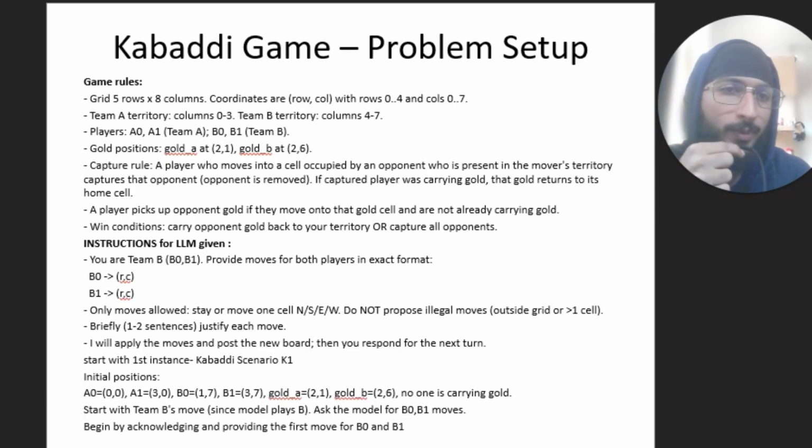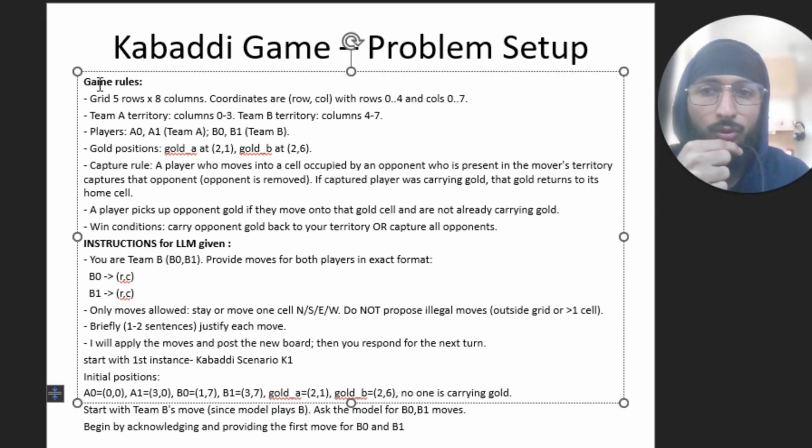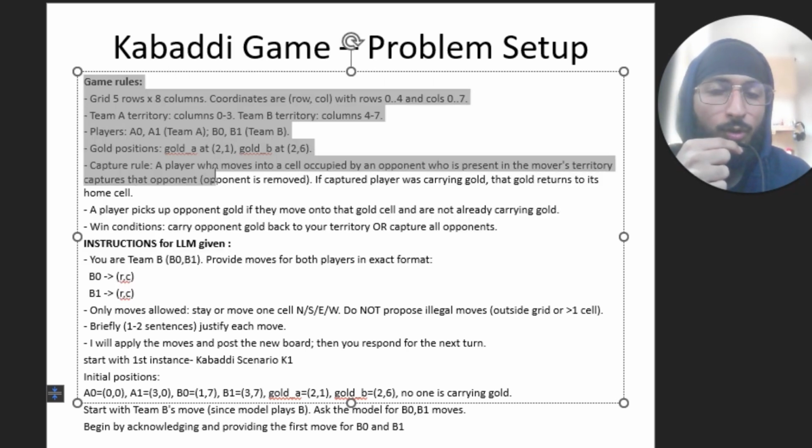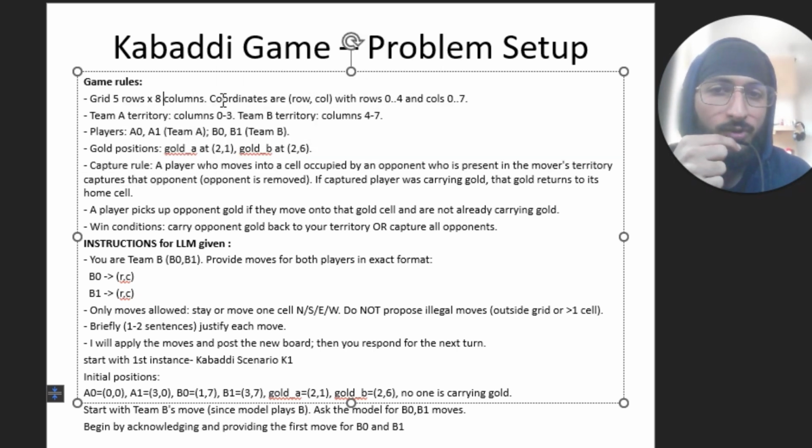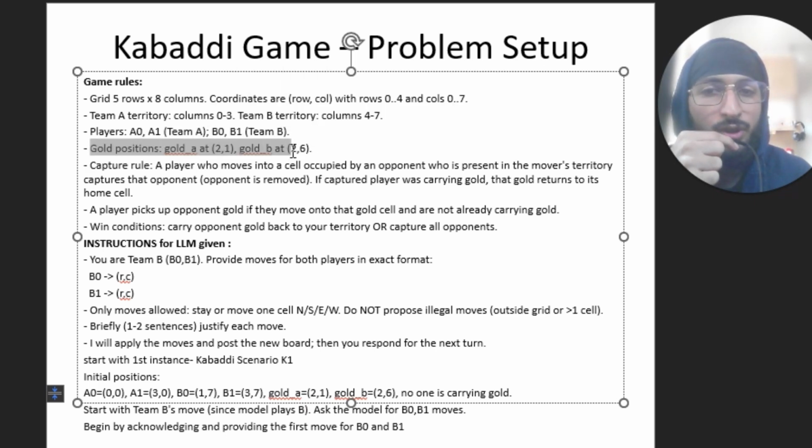Now moving on to our third problem, that is the Kabaddi game. So these are the game rules. Let me go through them in brief. The grid, I basically give this in the prompt: we have a 5 cross 8 grid with 5 rows and 8 columns. Coordinates are row, comma, column, with rows 0 to 4 and columns 0 to 7 indexing. Then team A territory is columns 0 to 3 and team B territory is columns 4 to 7. We have two players, A0 and A1 from team A, and B0 and B1 from team B. We have gold positions at these locations.